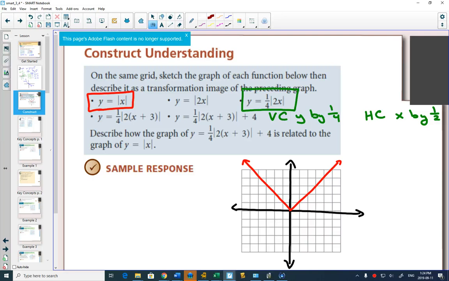So if I took this point 4, 4 on my original graph, can you see on the green one, if y is multiplied by 1/4 and x by a half, I would have 2, 1. Is everybody okay with that?